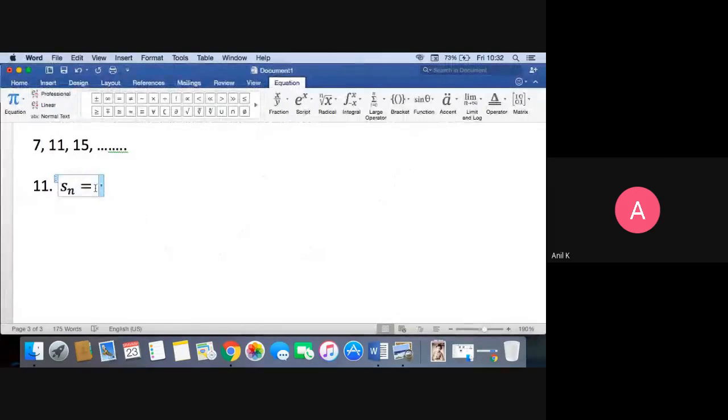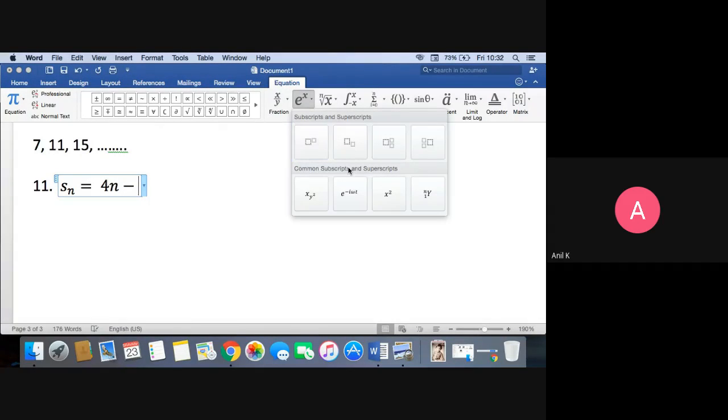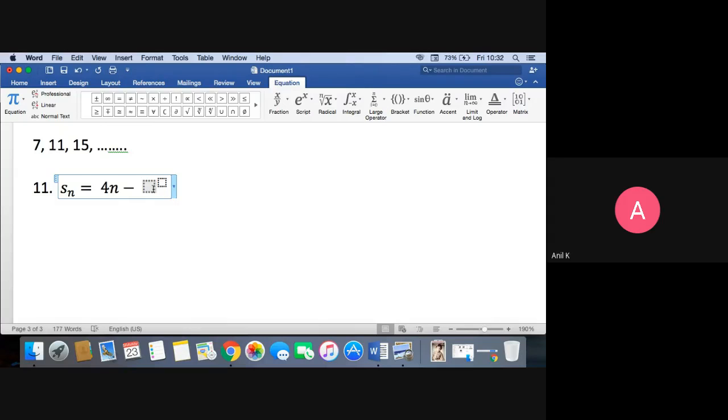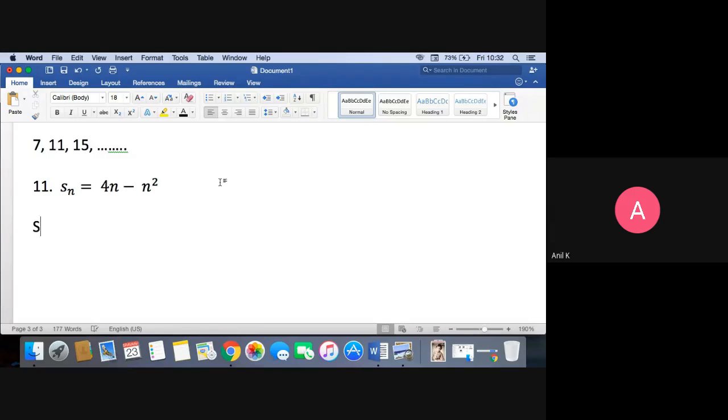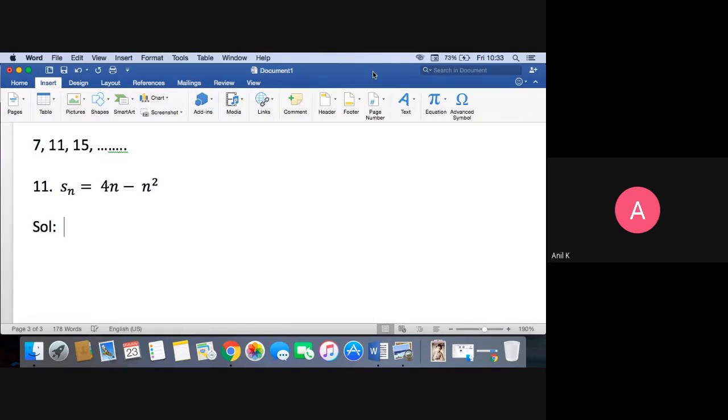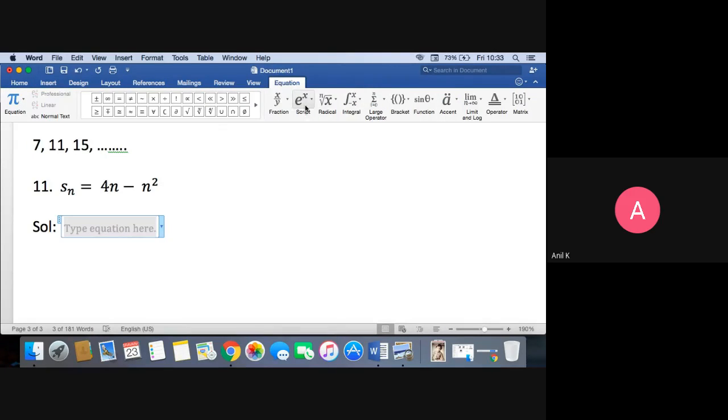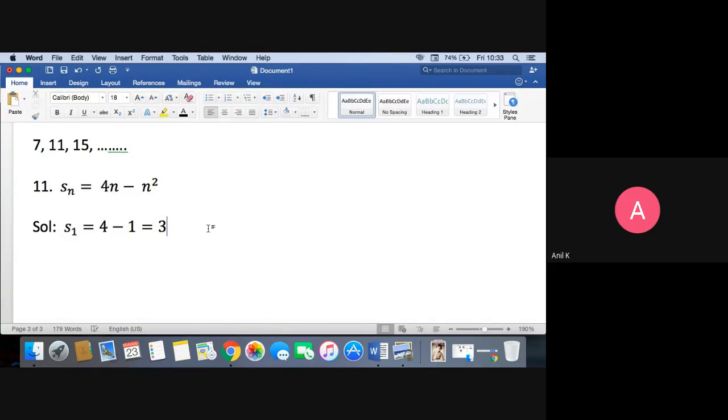4n minus n square. Okay, now let me find S1. S1 means if I substitute n equals to 1, I'll get 4 into 1 is 4 minus 1 square is 1, which is equal to 3. So I got S1 as 3.